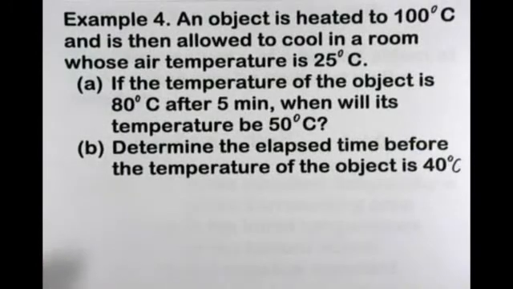So now we have an example. An object is heated to 100 Celsius and is then allowed to cool in a room whose air temperature is 25 degrees Celsius. If the temperature of the object is 80 degrees Celsius after 5 minutes, when will its temperature be 50 degrees? Determine the elapsed time before the temperature of the object is 40 degrees. So we will use Newton's law of cooling.